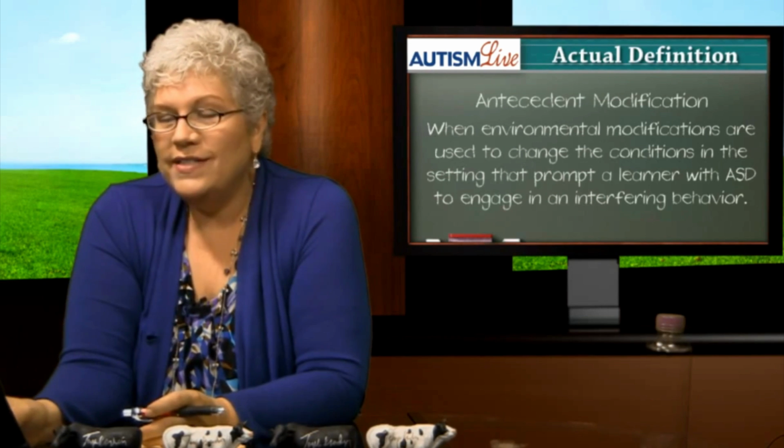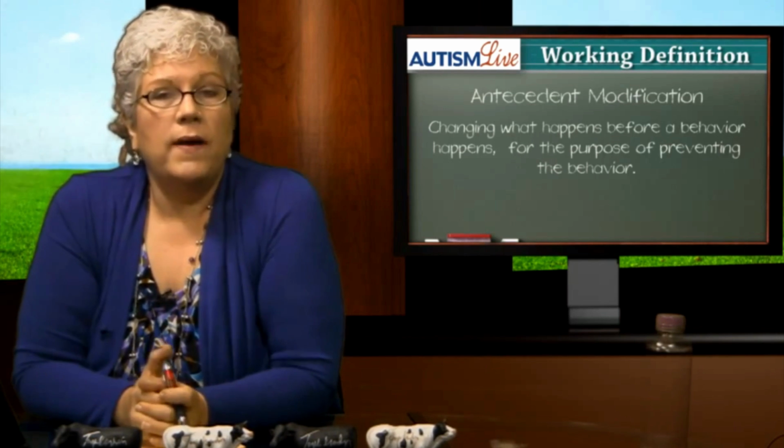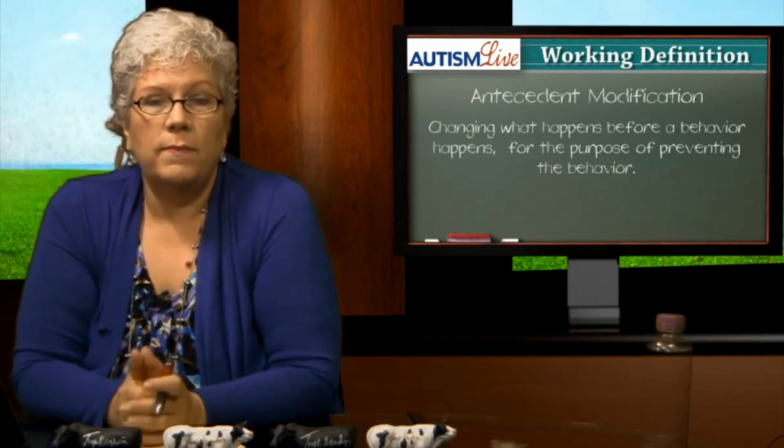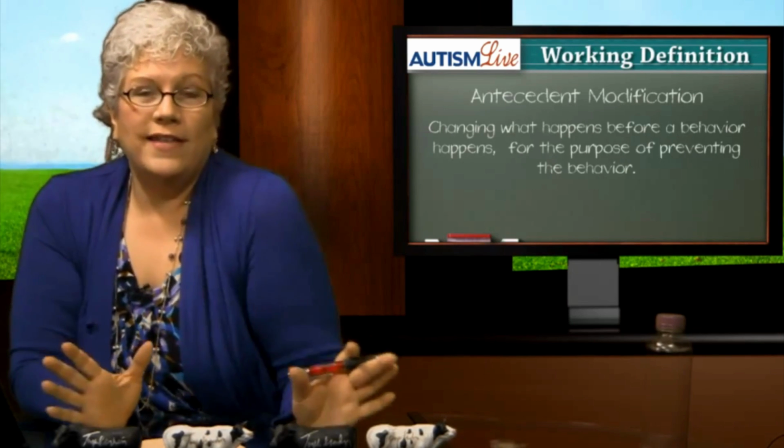Okay, so let's continue on to our working definition, and let's make some BCBAs break out in hives, shall we? Okay, antecedent modification. Changing what happens before a behavior happens for the purpose of preventing the behavior. So we've talked before about antecedents, that when we're talking about behavior, I call it the ABCs of behavior. They call it the three-term contingency. More jargon, right? But just think of the ABCs. We all know our ABCs, or at least the beginning of it, right? A, B, C.